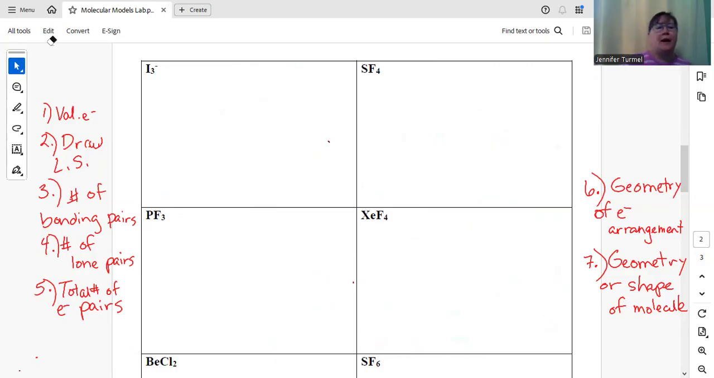Okay. So here we go, back to our drawings. And now we have I3, and notice here that it has a charge on it. So that's going to be important in a couple places. So first of all, we have 3 iodines at 7 each, and that's 21, plus one more from that negative charge, which gives us 22 valence electrons.